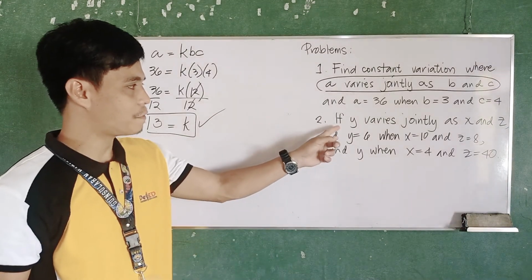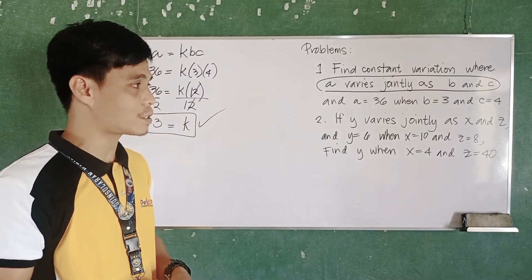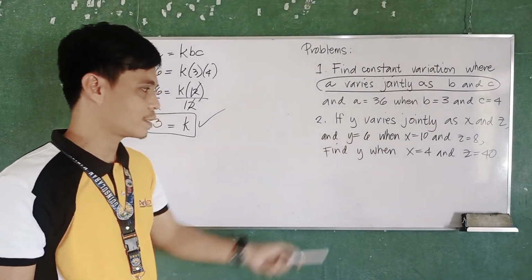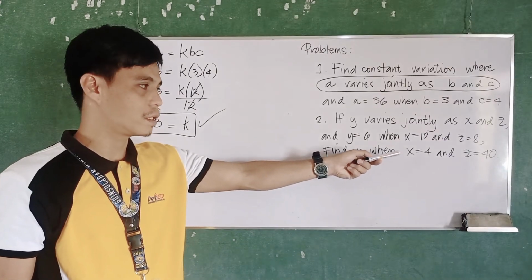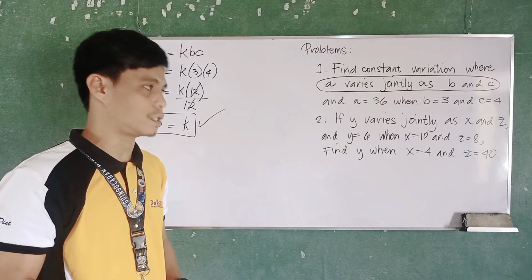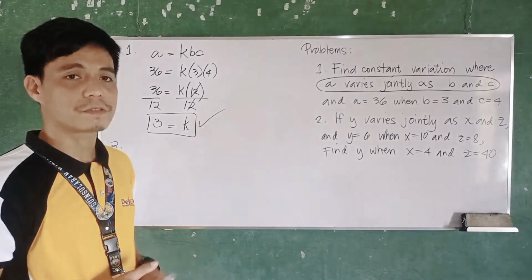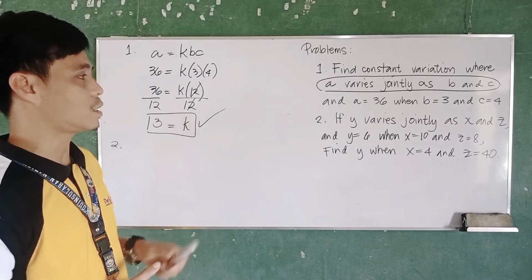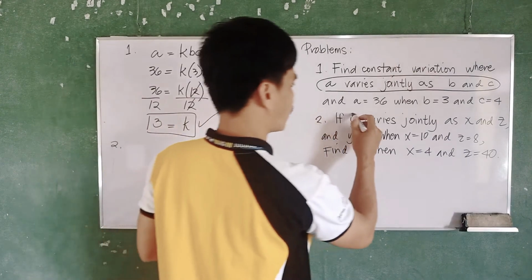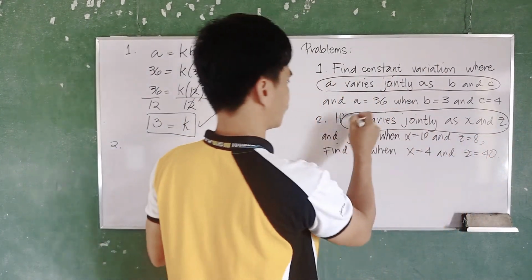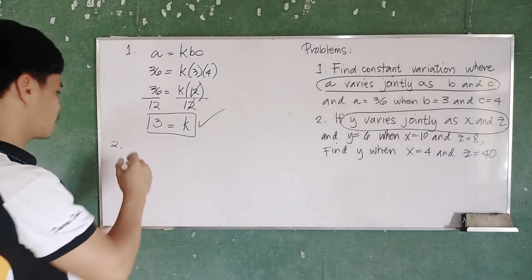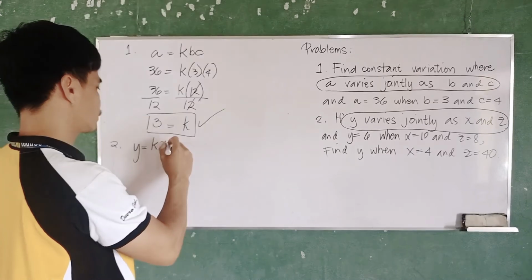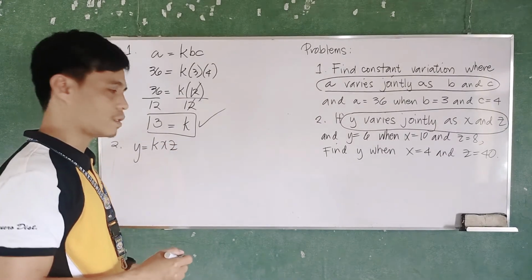So the problem is, if y varies jointly as x and z, and your y is 6 when your x is 10 and z is 8, find your y when x is 4 and your z is 40. Okay, so like we have done a while ago, we translate first the statement into a mathematical symbol. So this would be y varies jointly as x and z. So therefore, this is y equals k, x, and z.